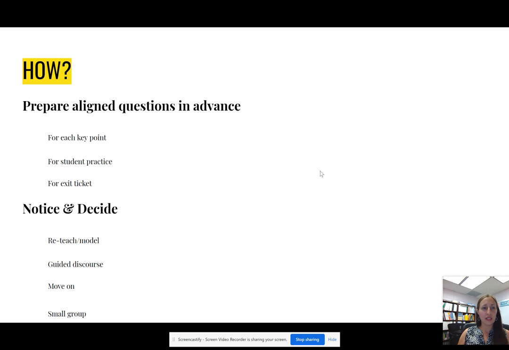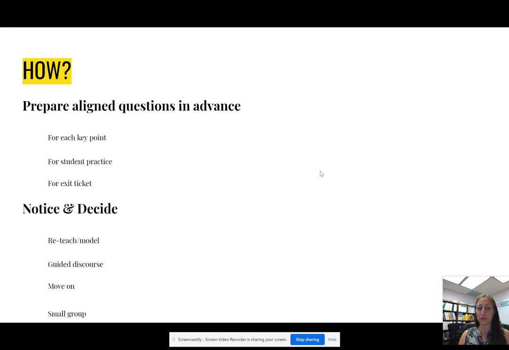Our last question is how we would do checks for understanding. So the first and foremost I mentioned is to prepare aligned questions in advance. Ideally, you would prepare these for each key point, for your student practice, as well as for your exit ticket. And then finally, you'd want to notice and decide. So once you do use your formative assessments, you want to notice, are my students getting it or not? What percent are getting it?